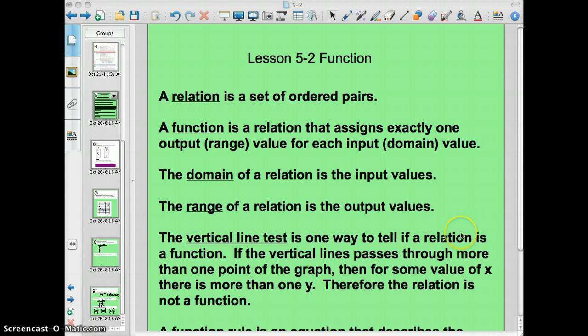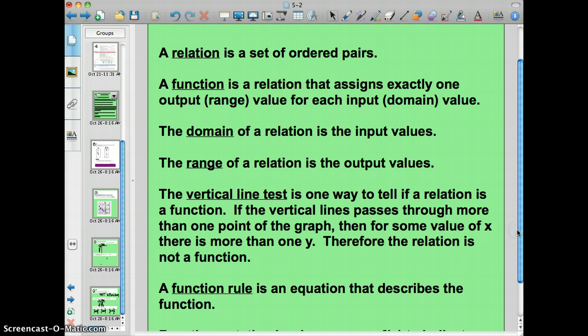A vertical line test is the easiest way to tell if a relation is a function. And again, a relation is just a set of ordered pairs that we have. If you make a vertical line and it passes through more than one point on a graph, then for some value of x there's more than one y, therefore the relation is not a function, it's just a plain old relation.